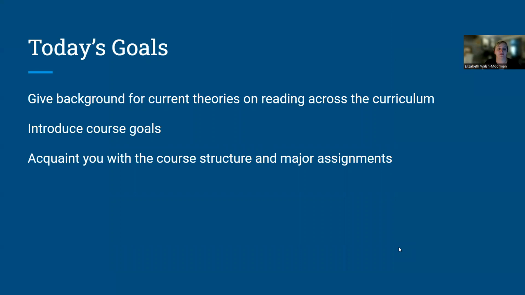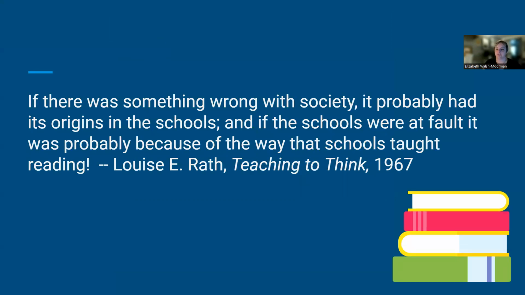So for today, I want to give you some of the goals here or some of the background. I thought this was interesting: if there's something wrong with society, it probably had its origins in the schools. And if the schools were at fault, it was probably because of the way that the schools taught reading. I thought this was kind of interesting, here we are in an essay that was written in 1964.